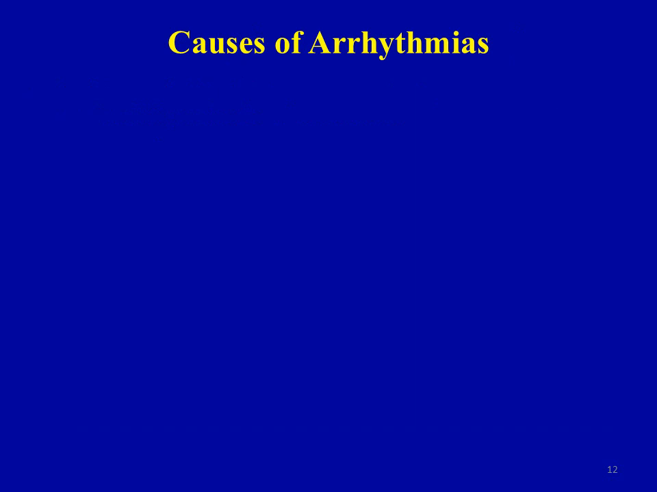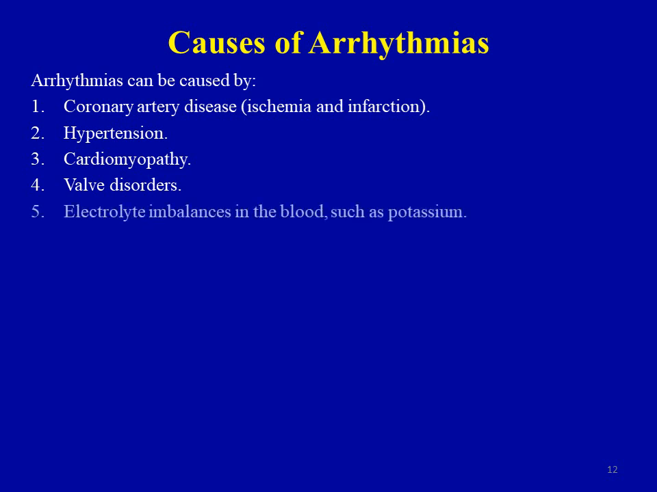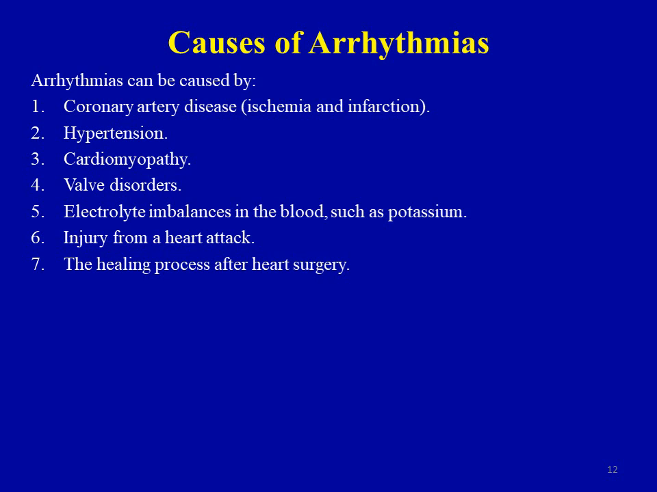Now, what are the different causes of arrhythmias? The causes of arrhythmias in general, whatever the site or location of arrhythmia in the heart. Arrhythmias can be caused by several causes. Number one, coronary artery diseases, ischemia and infarction, hypertension, cardiomyopathy, the different types of cardiomyopathies, valvular disorders. Any valve disorder can also lead to arrhythmia. Electrolyte imbalance in the blood, and potassium is one of the common examples. Injury from a heart attack or myocardial infarction. The healing process after heart surgery.